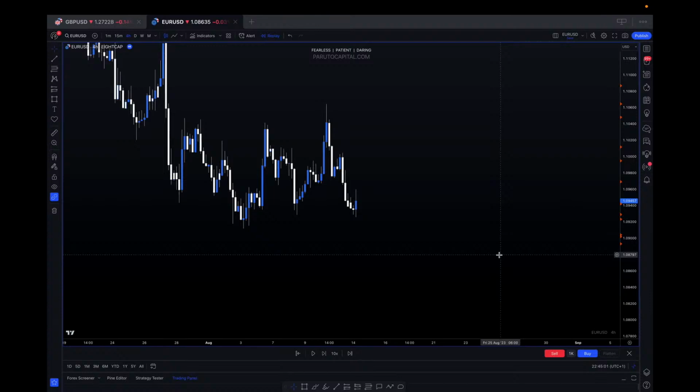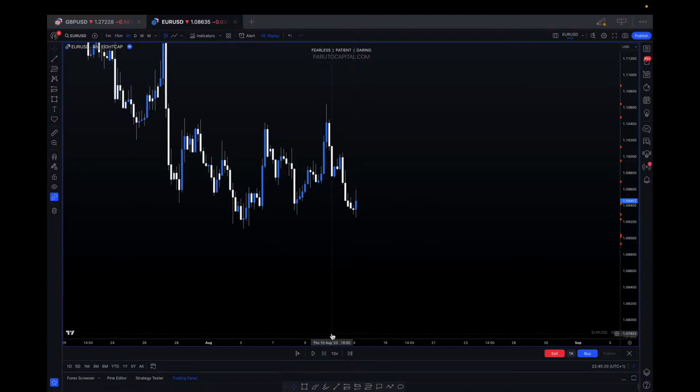All right, so welcome to this review. Let's go through all of the trades that played out during the week, starting from Monday, the 14th of August. Today is the 18th. So right here, you can see this candle. This is already the 14th of August.